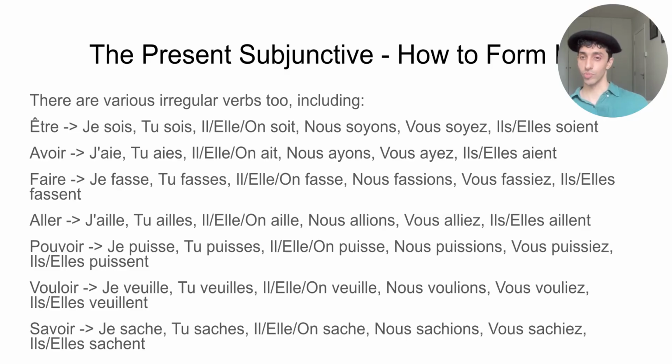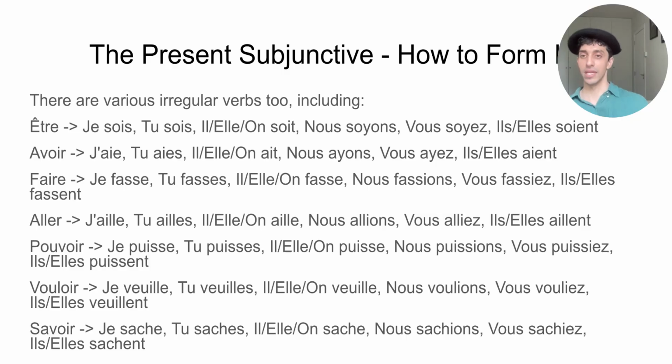Pouvoir becomes je puisse, tu puisses, il, elle, on puisse, nous puissions, vous puissiez, il ou elle puisse. Vouloir goes to je veuille, tu veuilles, il, elle, on veuille, nous voulions, vous vouliez, il ou elle veuille. And savoir goes to je sache, tu saches, il, elle, on sache, nous sachions, vous sachiez, il ou elle sache.